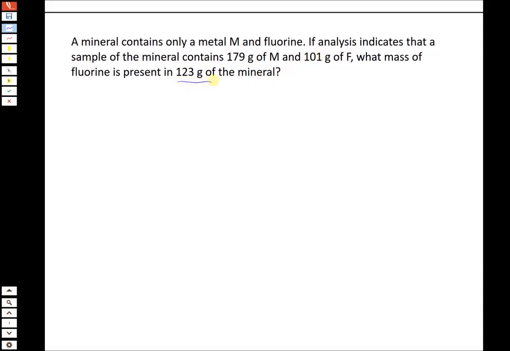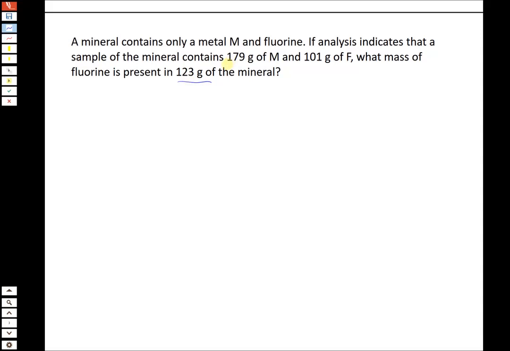Okay, so again, here we're only dealing with masses. We have masses of the two elements in a sample of the compound, and we're looking to find the mass of fluorine in a different amount of the compound. So everything deals with mass ratios, mass fractions. We don't have to worry about moles in this problem. But we have to, again, piece the information together correctly. So we're looking for the mass of fluorine.